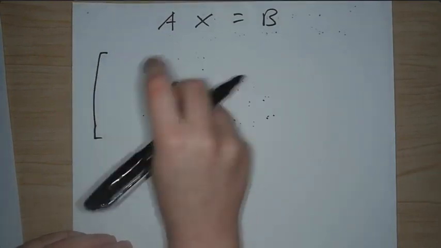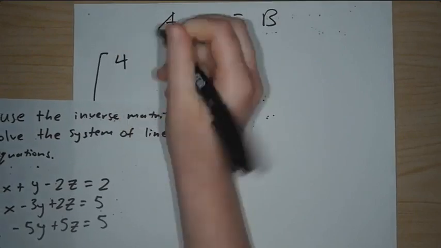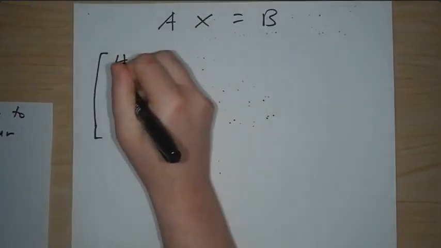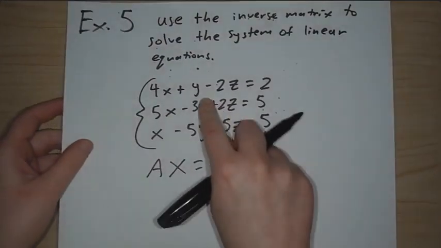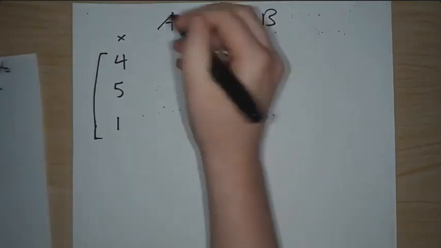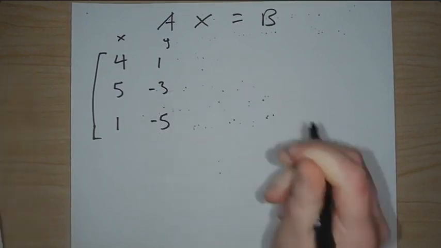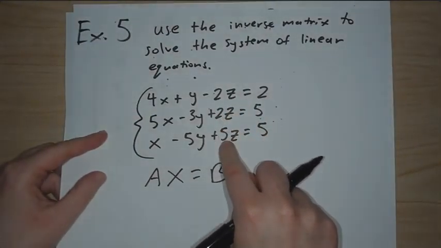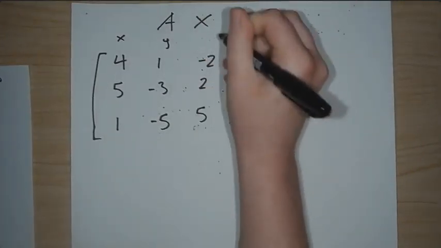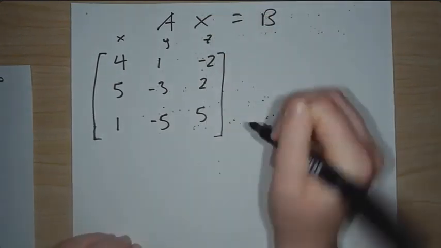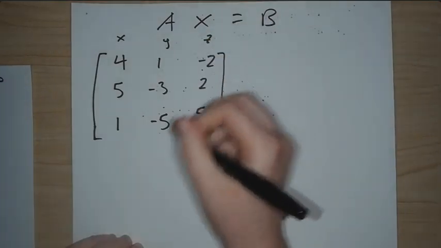So, the coefficients for our x's are 4, 5, and 1. Remember, this is kind of like the x column here. For the y column, we have a 1, negative 3, and negative 5. And for our z column, we have a negative 2, 2, and 5.